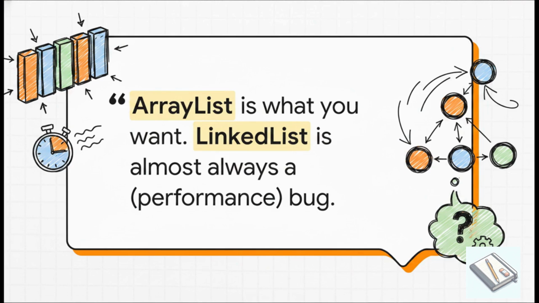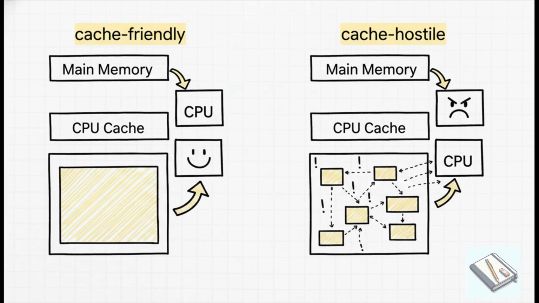But here's where things get really, really interesting. This quote from a massively upvoted answer on Stack Overflow basically throws all that traditional advice out the window. It says that using a linked list is almost always a performance mistake. So, what gives?